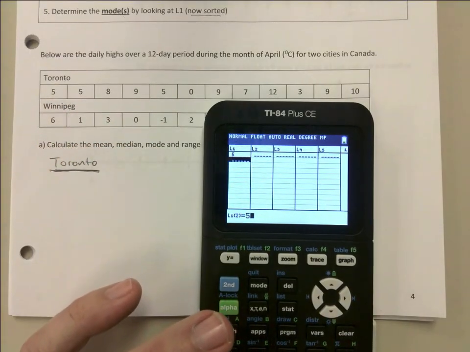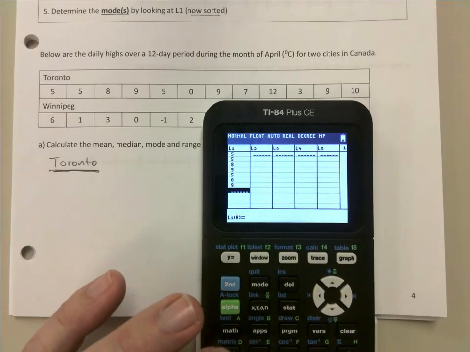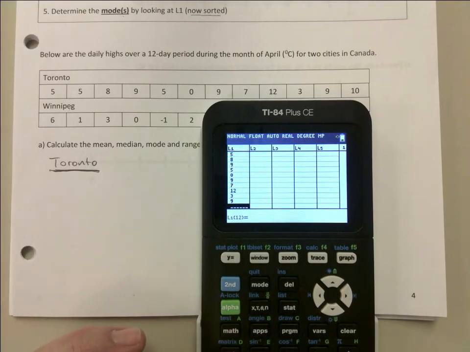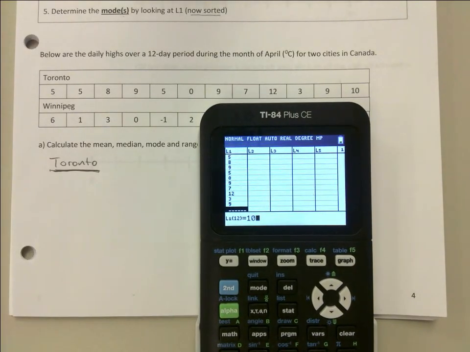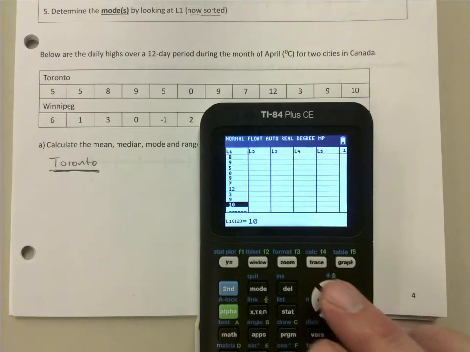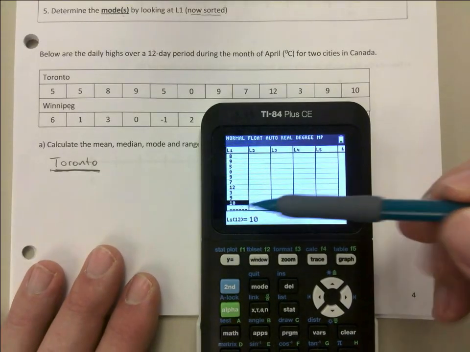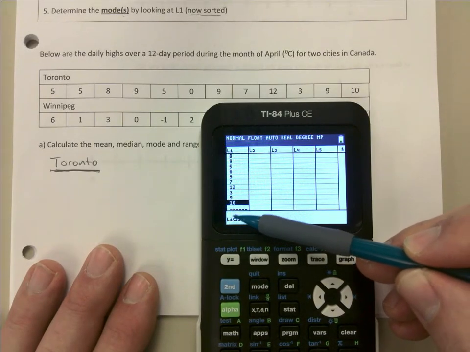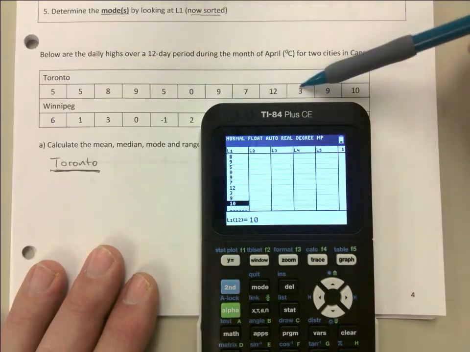Okay, so let's go to L1 and enter the temperatures for Toronto. So, 5, 5, 8, 9. No negatives. Lucky Toronto, right? This is in April, the month of April. I'm quickly going to check. It says on my very last entry that I'm supposed to be on my 12th entry. I can see it looking at my calculator. So 2, 4, 6, 8, 10, 12. We're good.